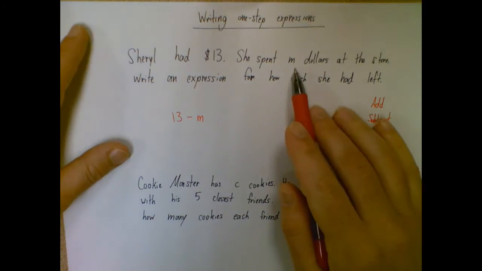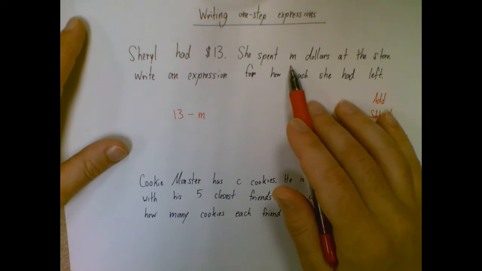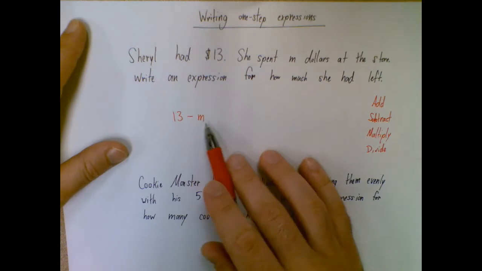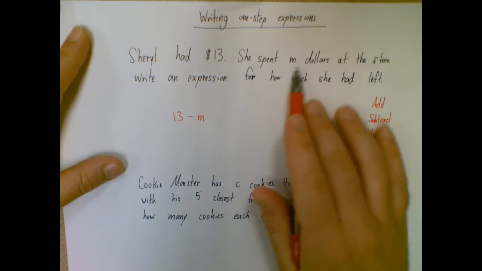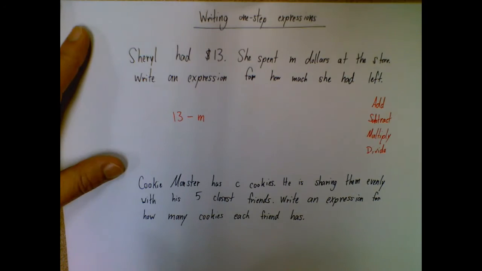So this is a little vague, which is kind of the idea with algebra. So if she spent $10, it'd be 13 minus 10. If she spent $2, it'd be 13 minus 2, etc. So since I don't know the amount, I'm just going to write minus M.